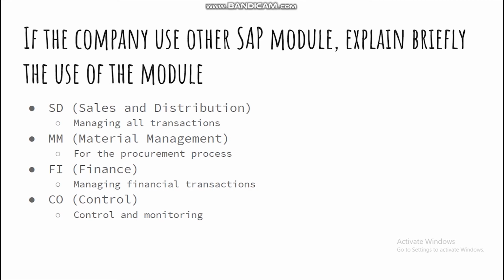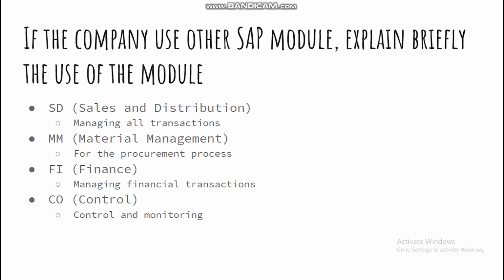And then the last question is, if the company uses other SAP modules, explain briefly the use of the module. So the first module is SD, sales and distribution, for managing all transactions. This module is useful for managing product orders from the customer to the delivery of the products. And this module helps greatly in inventory control and management.